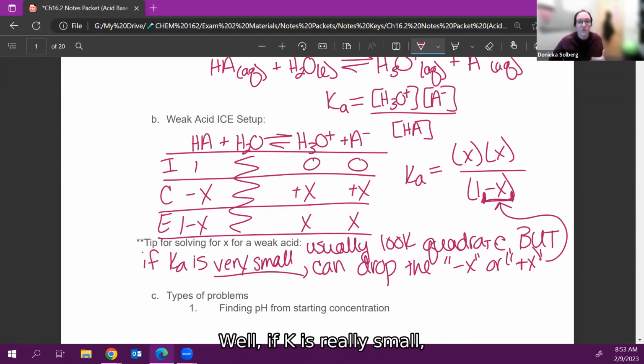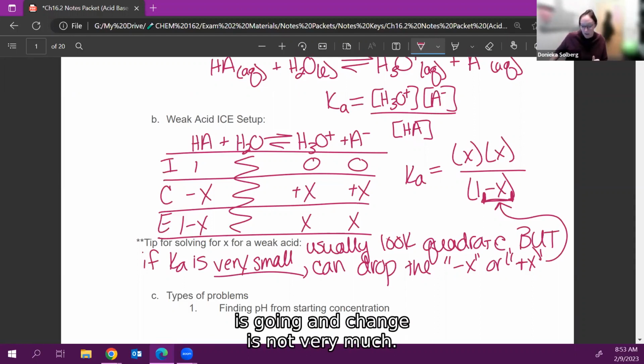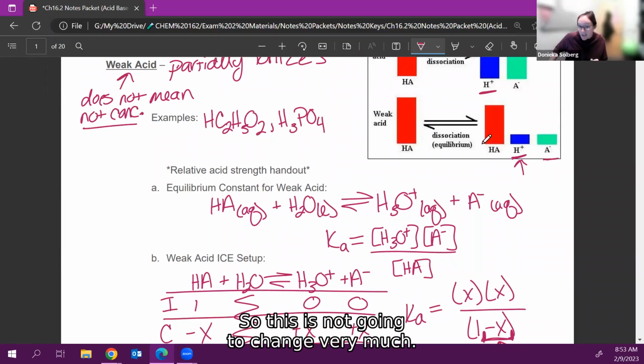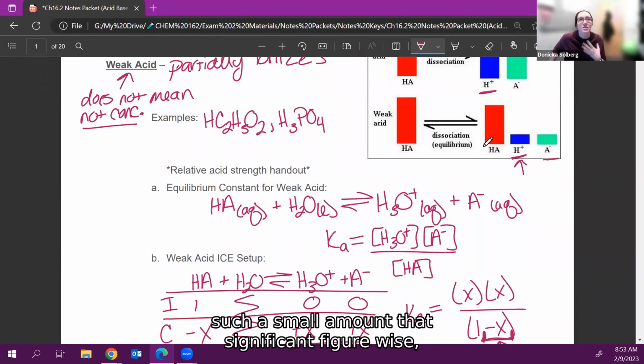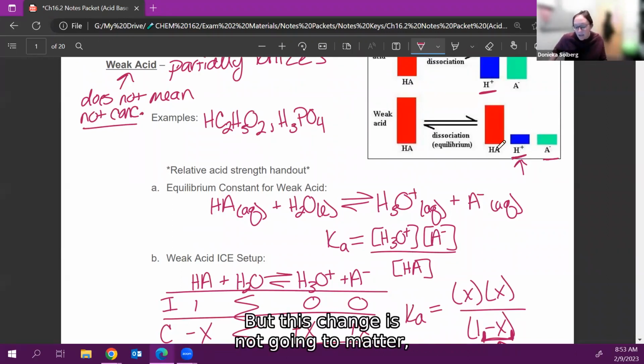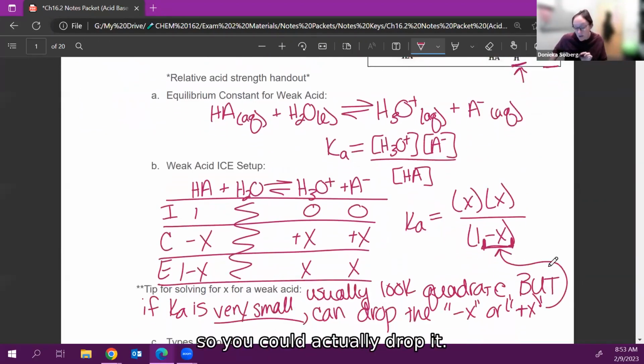Well, if Ka is really small, if you go through the calculations, the amount that your HA is going to change is not very much. Again, look up here. Remember, most of it stays together. So this is not going to change very much, and it's going to change in such a small amount that significant figure-wise, it's not going to matter. Now, it will matter what these concentrations are because you can't just have 0. But this change is not going to matter. So you can actually drop it.